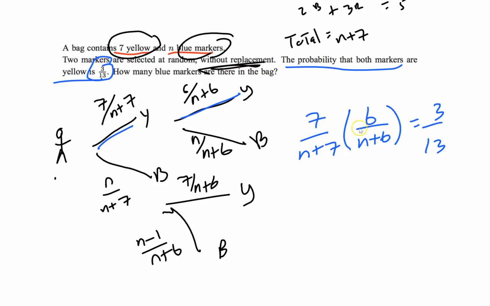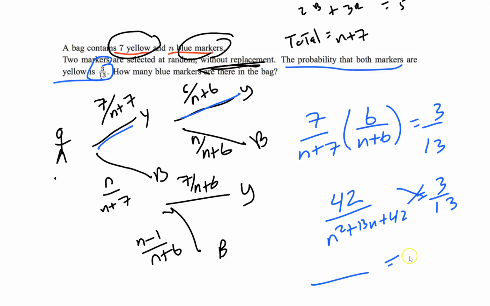If I want to simplify that a little bit more, it would be 42 over n squared plus 13n plus 42 equals 3/16. Do a little cross multiplication and get something equals something, then set equal to 0 and solve. It looks like it's going to be kind of ugly. I would also use a calculator, y1, y2. But that's a video for another day. And we are done here.